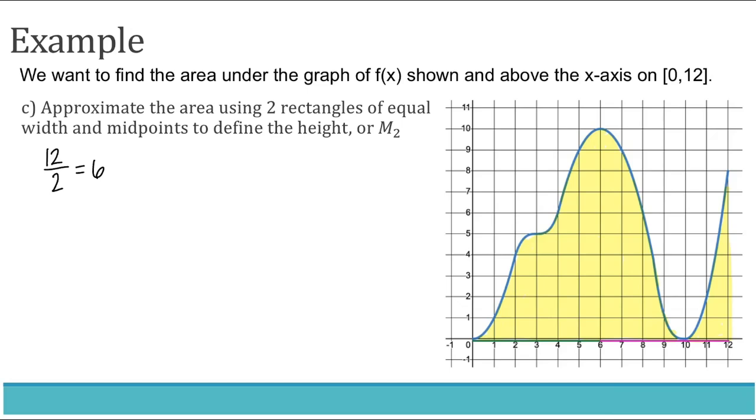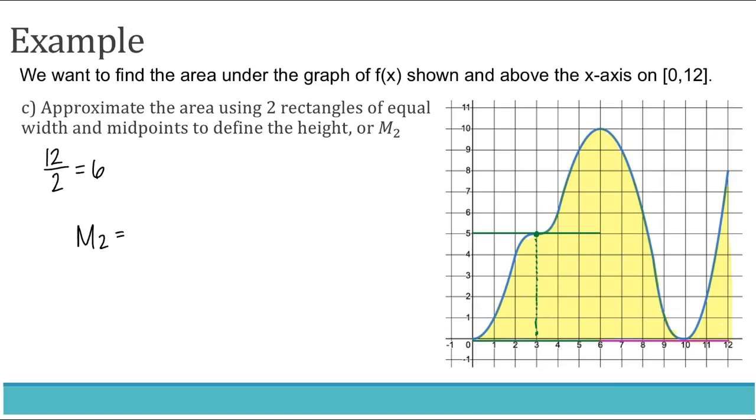Now this time we want to find M2, so we want to use midpoint to define the height. Now over the first interval from 0 to 6, the midpoint value, halfway, is the x value 3. So at the x value 3, that's where I'm going to go up and find the height there, find the output of the function, which happens to be a y value of 5. So that's my height over the entire interval from 0 to 6.